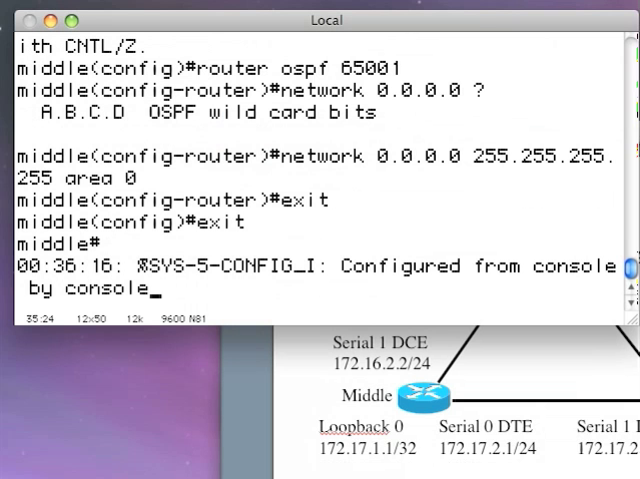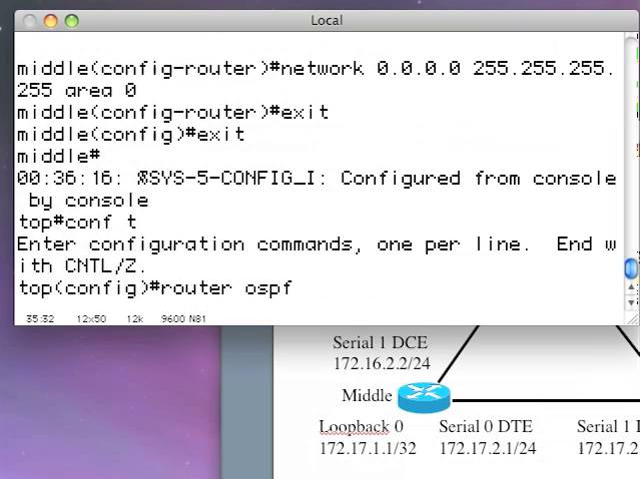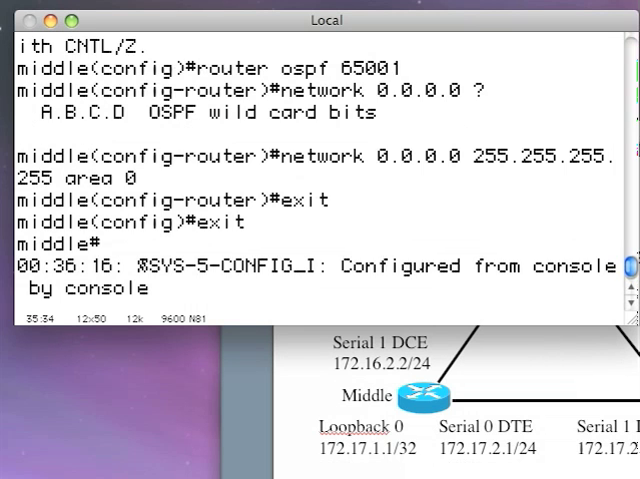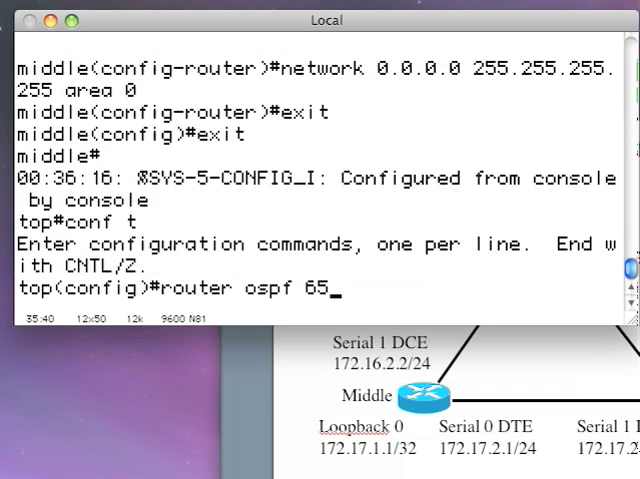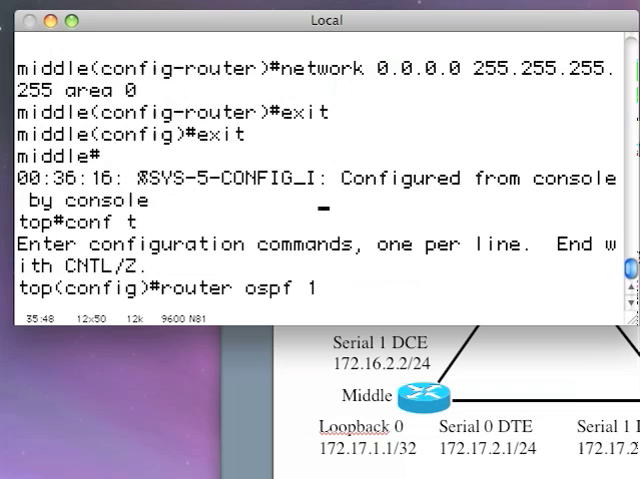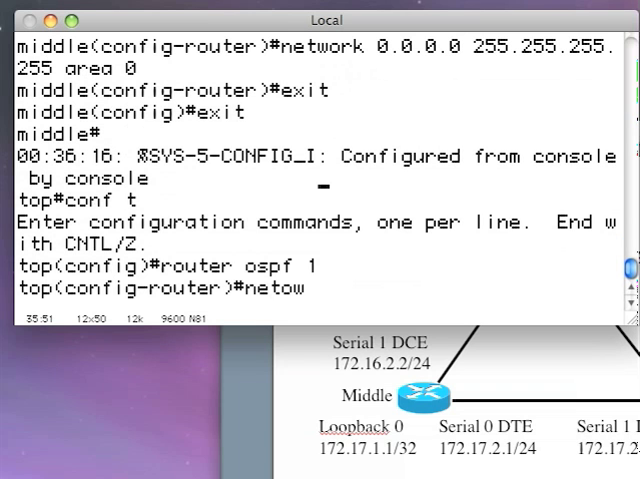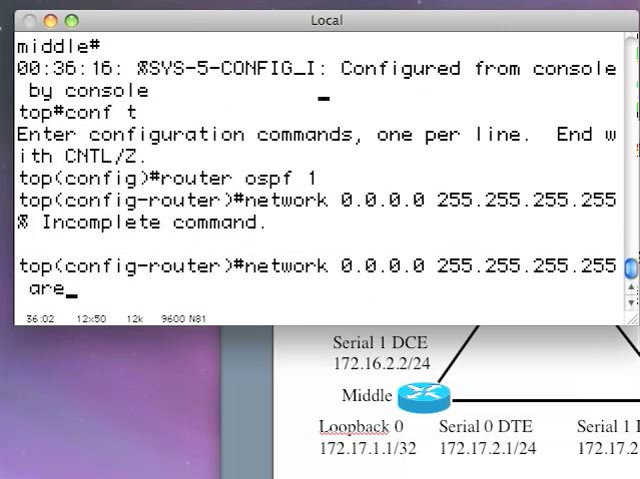And let's do that on the top router. Conf T, router OSPF. Actually, OSPF uses a process ID, so I can make it router OSPF 1. It doesn't have significance outside the router, even though on the other router I configured router OSPF 65001. Network 0.0.0.0, 255.255.255.255 are the don't care bits. Oh, and I need to specify an area 0.